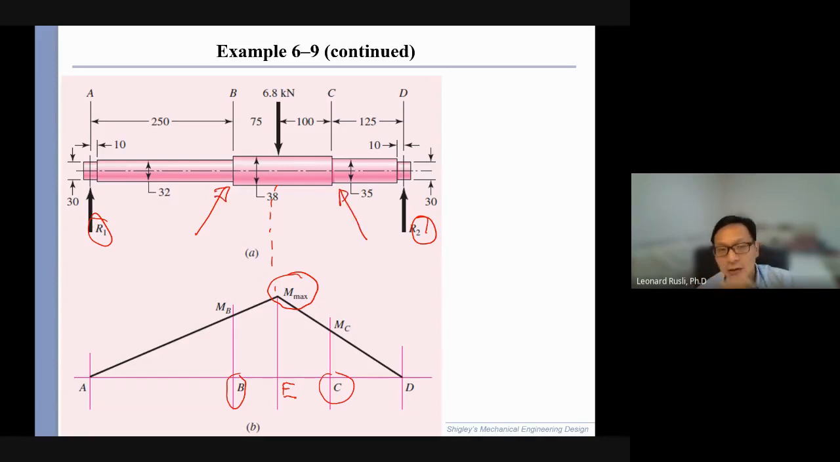Now, the question becomes, which one of these are worse? Right? Yeah, I'll skip that part too. So, because MB is larger, okay, we can qualitatively evaluate that MB is larger than MC.